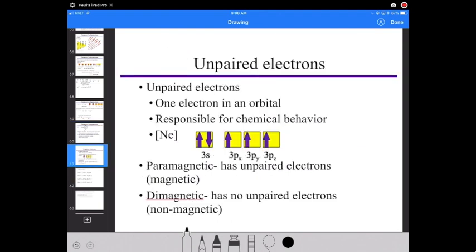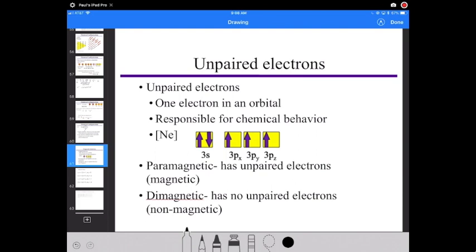Now, we asked you quite often in the homework, were there unpaired electrons or were there paired electrons? At the end. The reason we do this is because it gives a property to the element. If there are unpaired electrons, it is called paramagnetic. That means it actually has the ability to be magnetic. It will stick to a magnet.